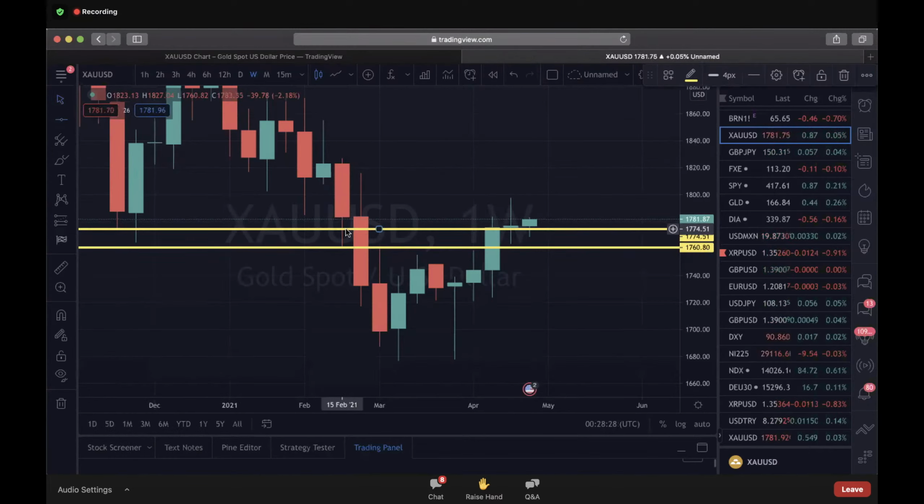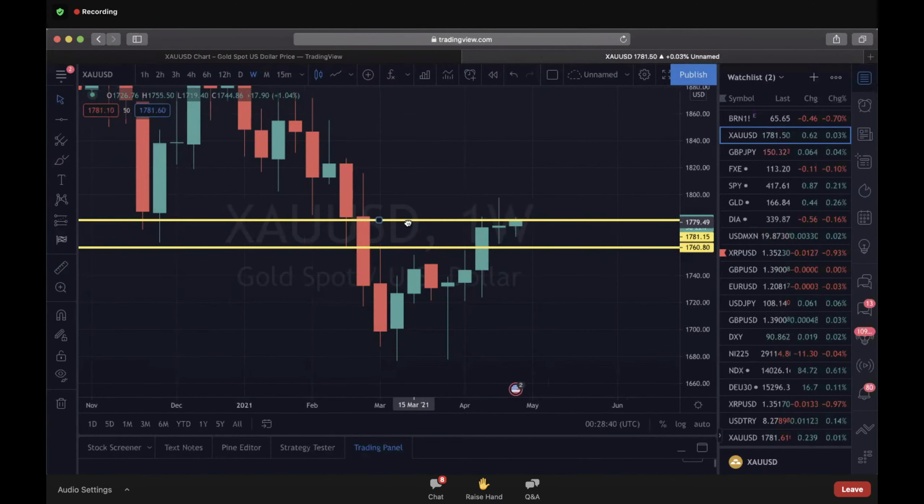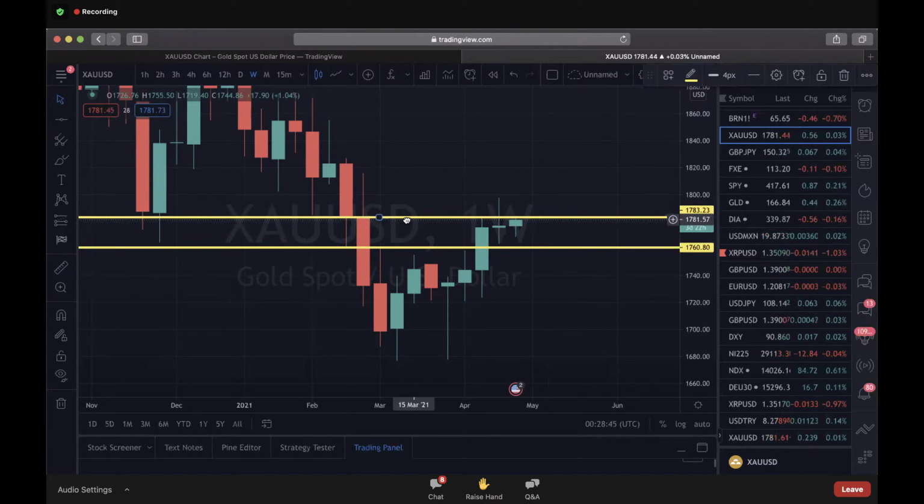On the weekly, this is how easy it is for you to enter on a trade like this. You could literally enter right here on the weekly. This is where the resistance really is. You could enter right here on the weekly and catch a 228 pip swing off the weekly chart, just from seeing what the weekly is going to do.